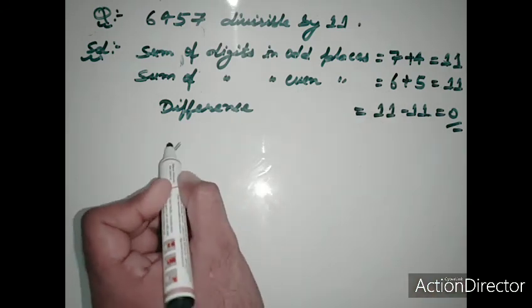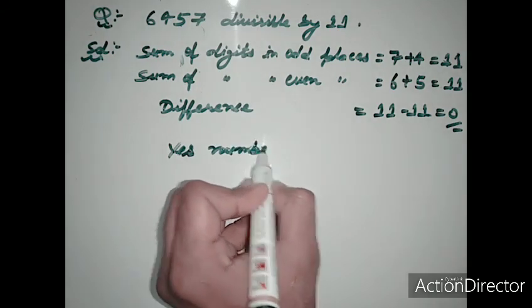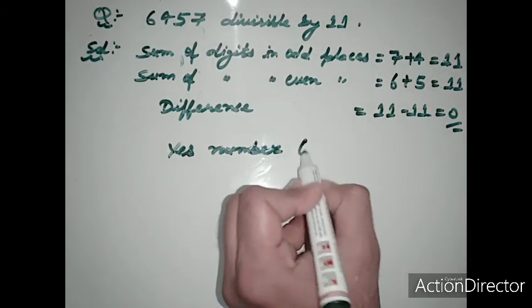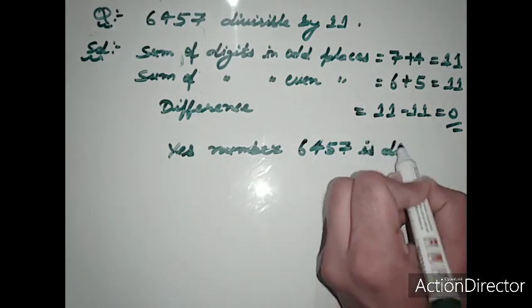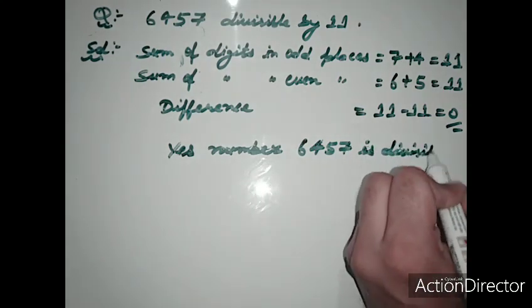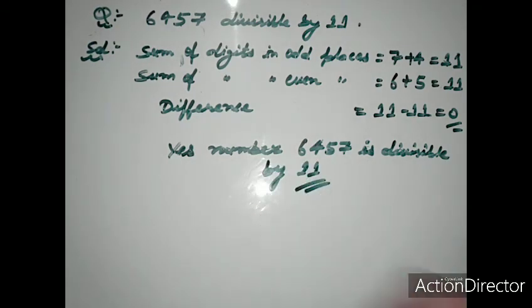So here we say that yes, the number 6457 is divisible by 11. Okay students, so here we apply the divisibility rules with different numbers and we see whether the number is divisible by the other numbers or not.